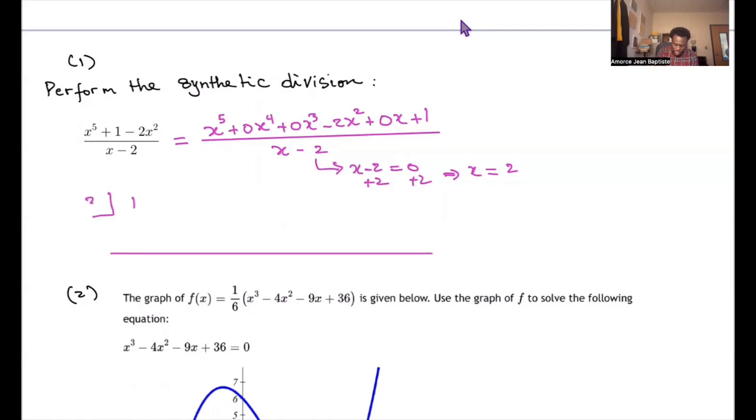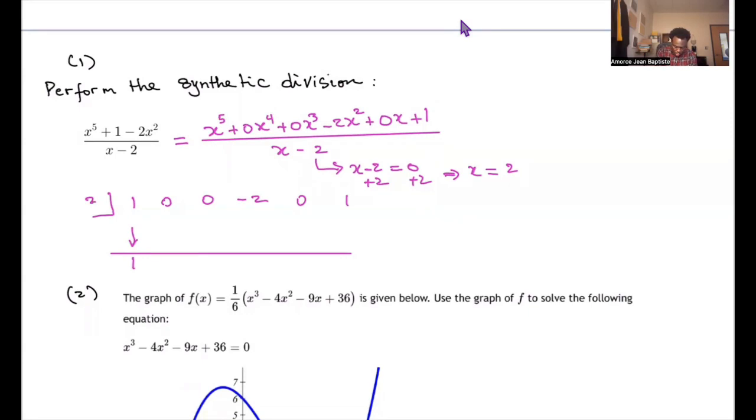Start with 1. The next one is 0. After that, there is another 0. There is a -2, a 0, and a 1. So these are all the coefficients that we want to work with. So drop the first one, times 2.